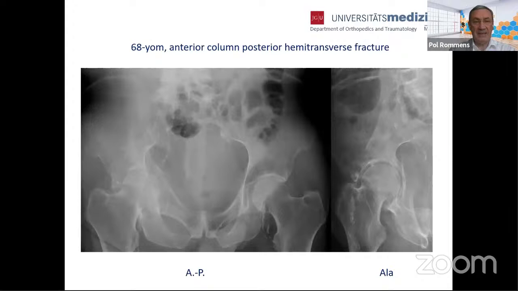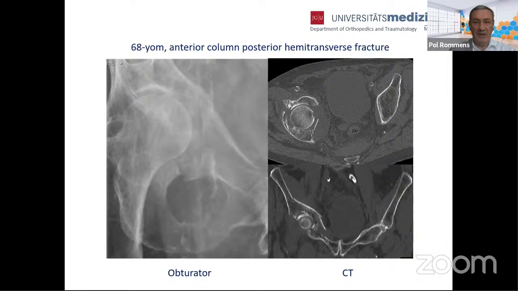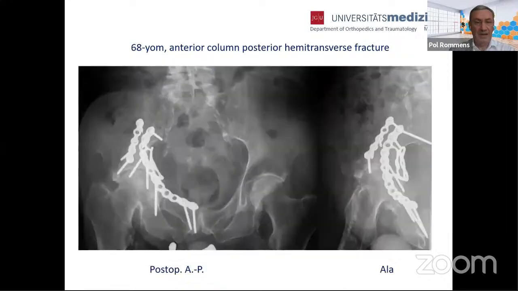Here you see a 68-year-old male with an anterior column posterior hemitransverse fracture as well. You see here the obturator view, the CT scan with displacement, medial displacement of the head, also displacement of the quadrilateral surface, very osteoporotic bone.